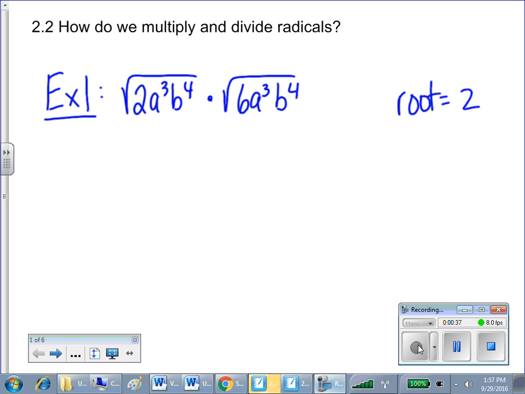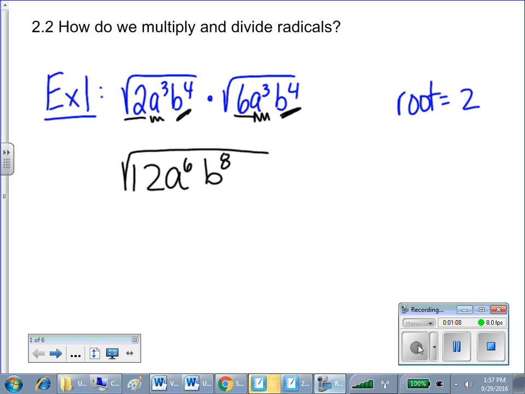Okay. So first thing I'm going to do, and this is going to make your life easier, instead of trying to break down this radical and then break down this radical and then multiply, first thing we're going to do is multiply what's inside the radicals together. So 2 and 6 multiplies to 12. A cubed and a cubed multiplies to a to the 6th because we add the exponents. B to the 4th and b to the 4th is b to the 8th because we add the exponents when we multiply.